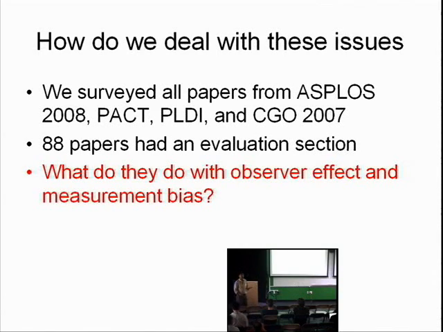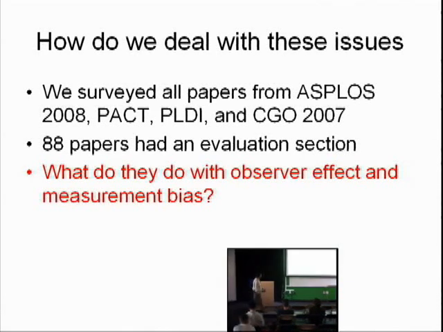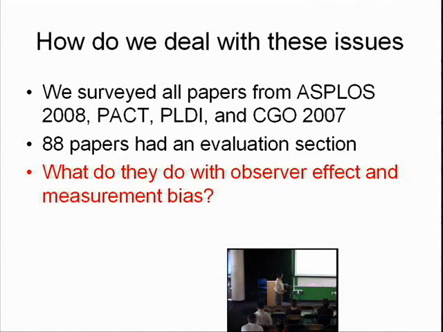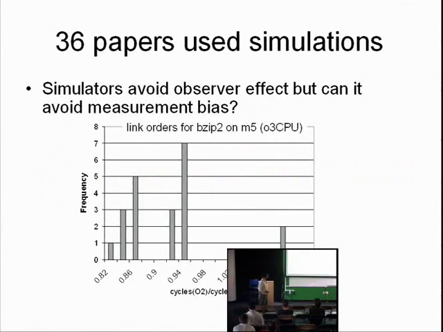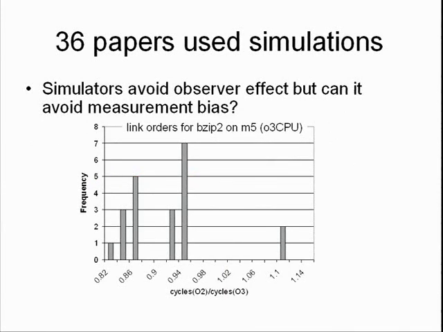And so then we asked the question, for those 88 papers, what do they do with observer effect and with measurement bias? Now, 36 of those papers used simulations. The great thing about simulations is that you can avoid the observer effect. Because with a simulator, you can add things so that you don't end up causing an observer effect. Unfortunately, you might still suffer from measurement bias.